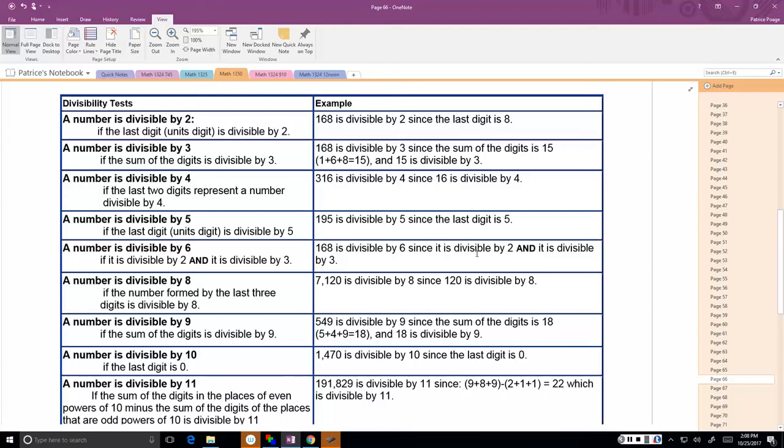A number is divisible by 6 if it's divisible by 2 and 3. Okay? That's going to cover all of them except 11, which is really weird.